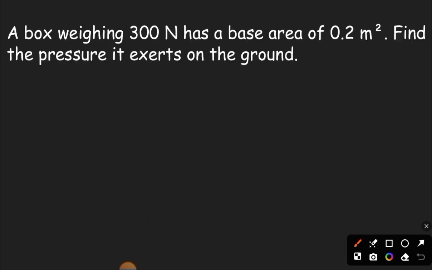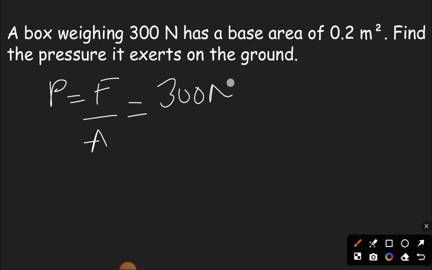The next question, kindly pause and try this. A box weighing 300 Newton has a base area of 0.2 meters squared. Find the pressure it exerts on the ground. So pressure equals force over area. So the force over here is 300 Newton, and the area is 0.2.